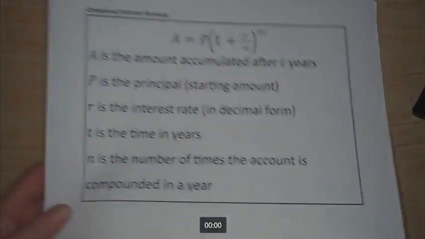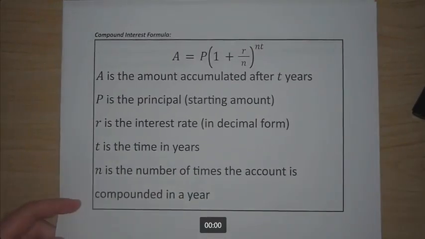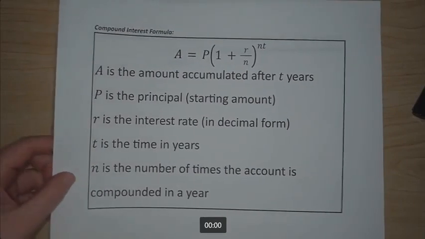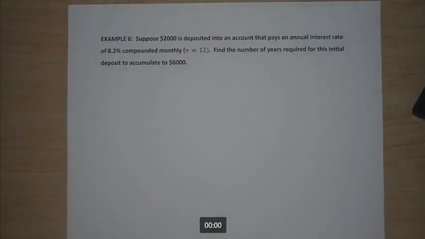So this problem corresponds with this type of formula. A equals P times (1 plus R over N) to the NT, where A is the amount accumulated after T years, P is the principal or starting amount, R is the interest rate in decimal form, T is the time in years, and N is the number of times the account is compounded in a year. So we're going to find each of these variables in our problem.